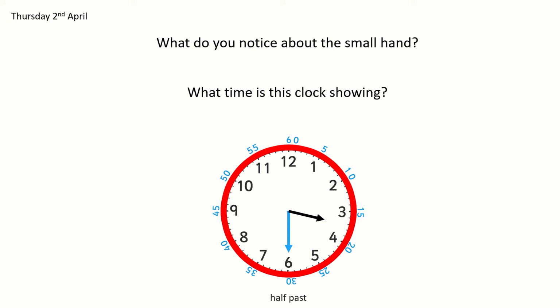Well, the big hand's on the half past. The small hand is between the 3 and the 4, so it's half past 3. It's not quite 4 o'clock yet, is it? It's halfway through, but it's not quite 4 o'clock yet. It would be going around this way, wouldn't it? It will be 4 o'clock in another half an hour, but not yet. So it's half past 3.